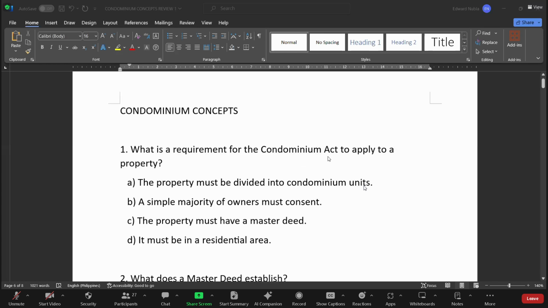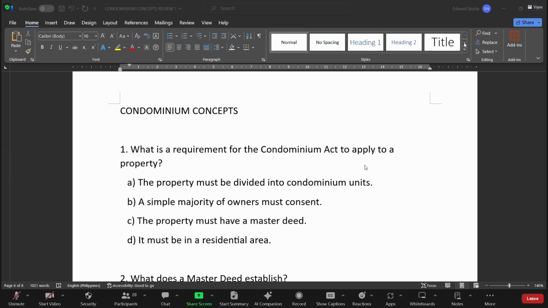Okay, let's start. Everyone answer on their own. Number one, what is a requirement for the Condominium Act to apply to a property?